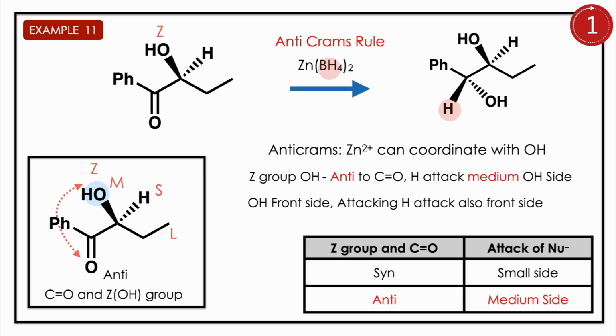Then you should mark large, medium and small. Large group is the ethyl group. OH is the medium group. Hydrogen is the small group. In anti-Cram's rule, the relation between OH and CO is important. OH and CO are anti to each other. So according to anti-Cram's rule, Z and CO anti to each other mean medium side attack. Here the medium group is OH which is above the plane. So attack will be from above the plane. So hydrogen attacks from above. OH goes below. You have the final product.